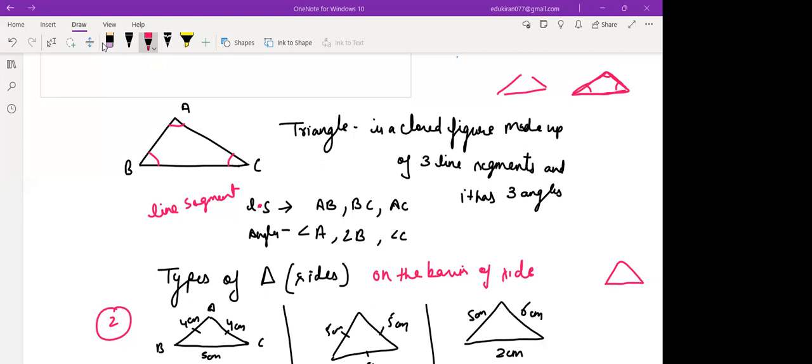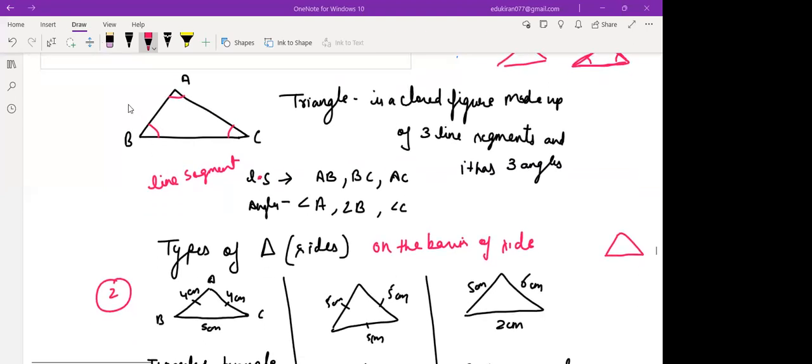Ma'am, what is written after that, triangle? That first line: triangle is a closed figure made up of 3 line segments and it has 3 angles.